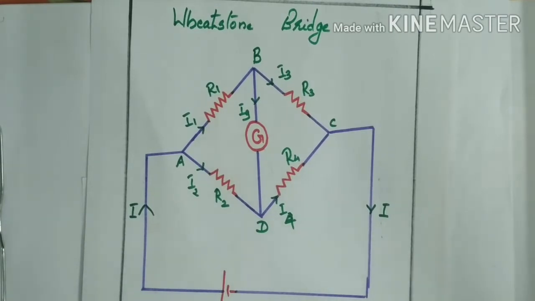Now what is the use of this Wheatstone Bridge? The Wheatstone Bridge is used to find out unknown resistance using a very important device called a meter bridge, that we will study afterwards. Now we can solve the condition for the Wheatstone Bridge.